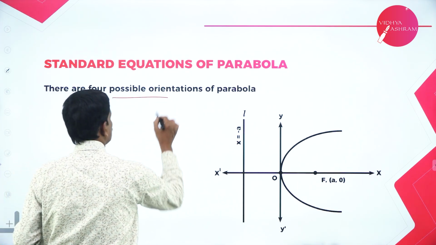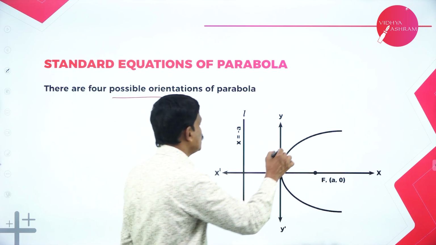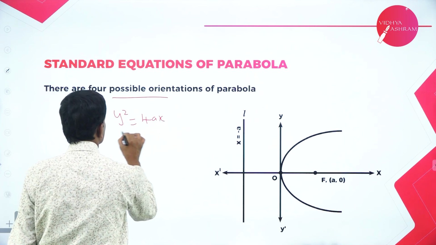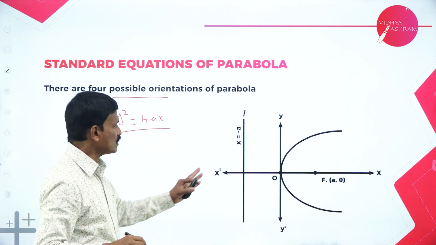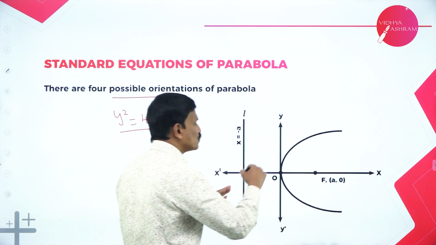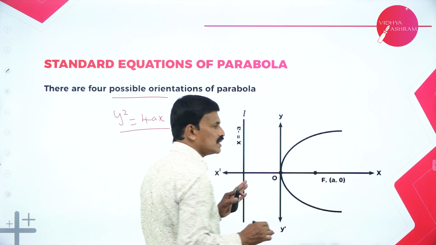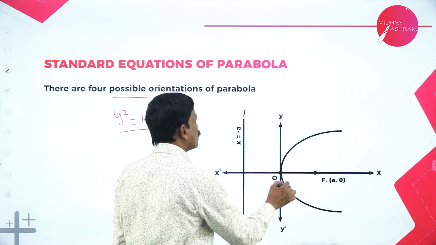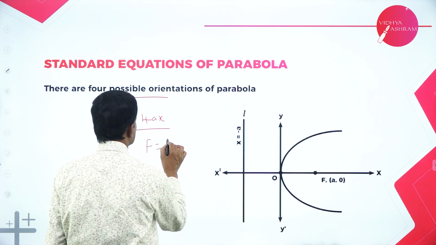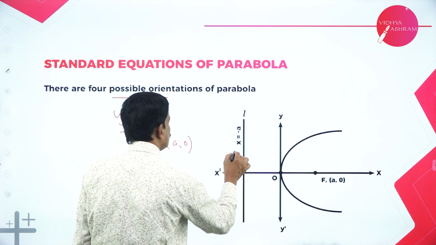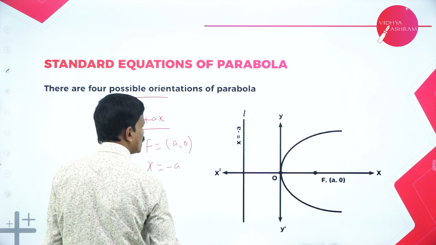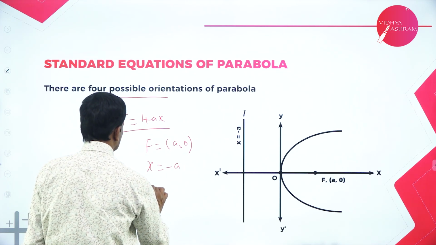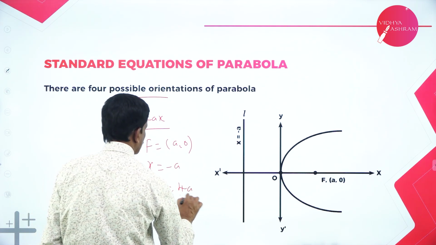Now by knowing this, let us know regarding the standard equation of a parabola. There are 4 possible orientations of parabolas. The equation of a parabola in the standard form is y square is equal to 4ax. So y square is equal to 4ax is the equation of a parabola in standard form which is opening towards the right side. That is, the axis of the parabola is the positive x-axis and L is the directrix. The focus F is given by a comma 0, the equation of the directrix is x is equal to minus a, and the length of latus rectum is equal to 4a.